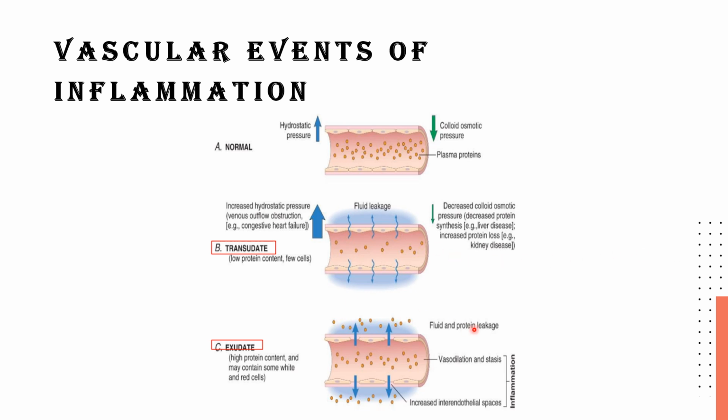This is then followed by increased vascular permeability, which will lead to an increased hydrostatic pressure, and a decrease in the colloid osmotic pressure, and that will lead to formation of exudate due to fluid and protein leakage. Whenever there is a leakage of only fluid and not the plasma protein, that would lead to formation of what you call transudate.